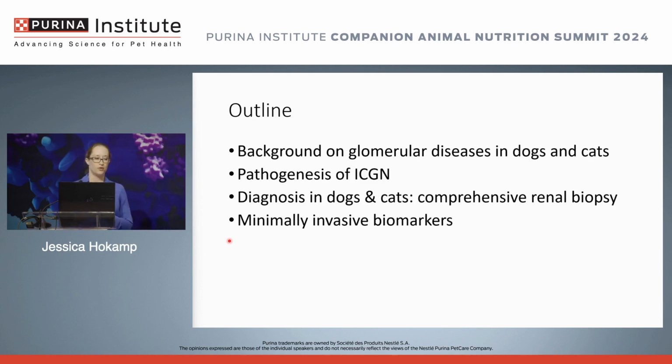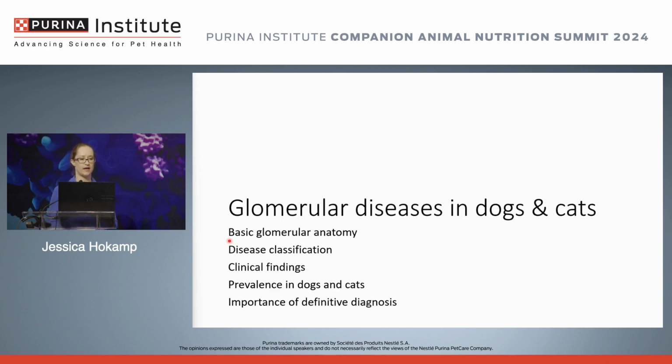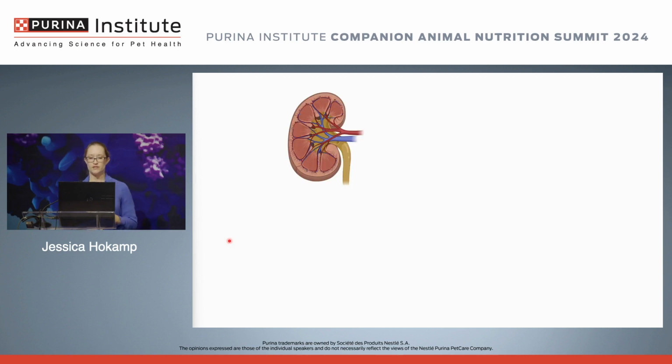We will briefly go over some background of glomerular diseases in dogs and cats with particular focus on ICGN, the pathogenesis of ICGN, and then really getting into how do we diagnose this in a clinical setting, i.e. using the comprehensive renal biopsy and some of the work that we have done with validating minimally invasive biomarkers in particularly dogs, but we're working in cats as well. So let's dive right in.